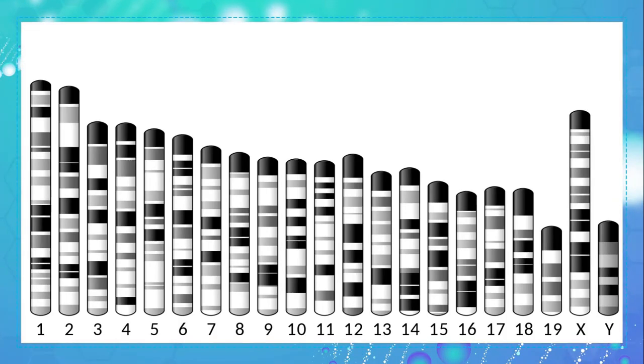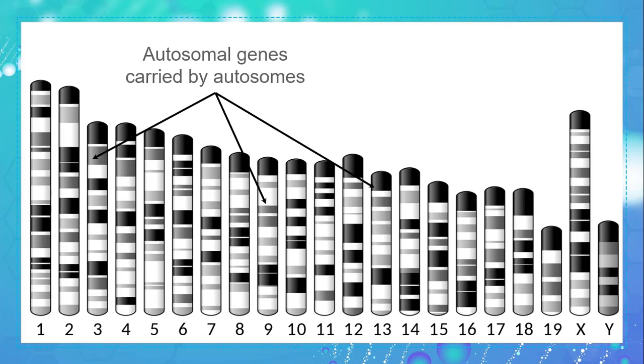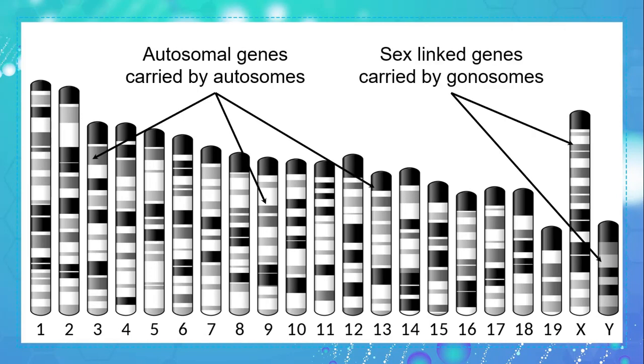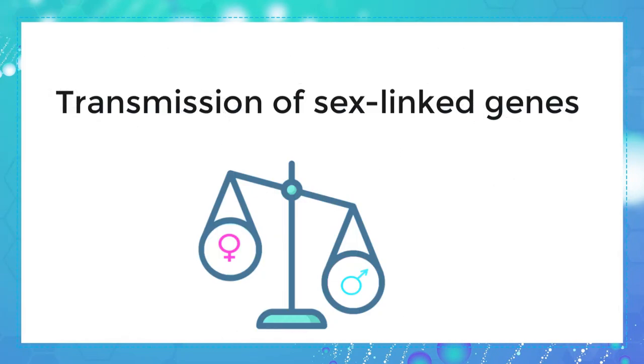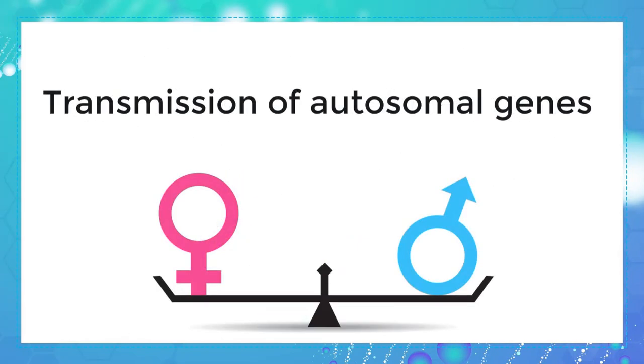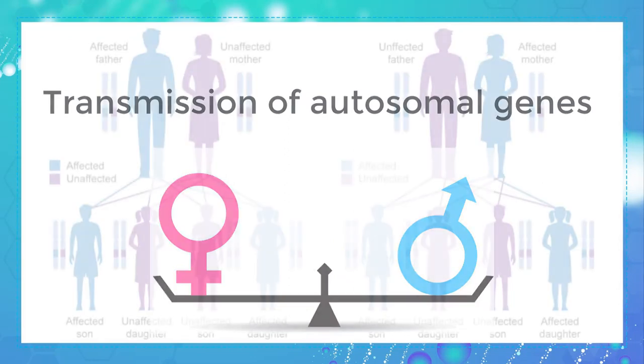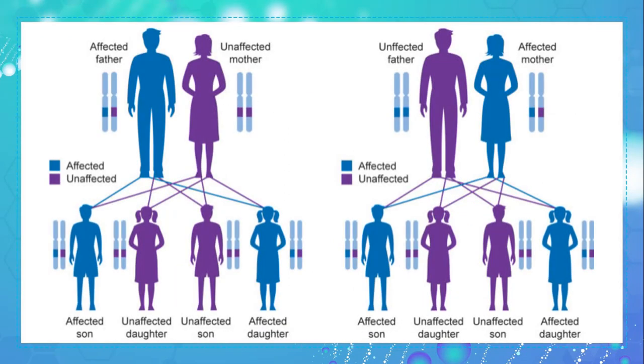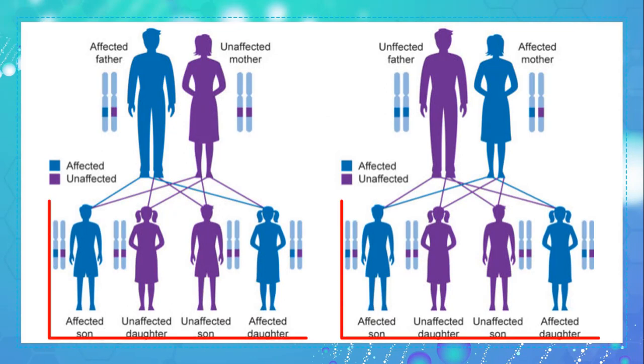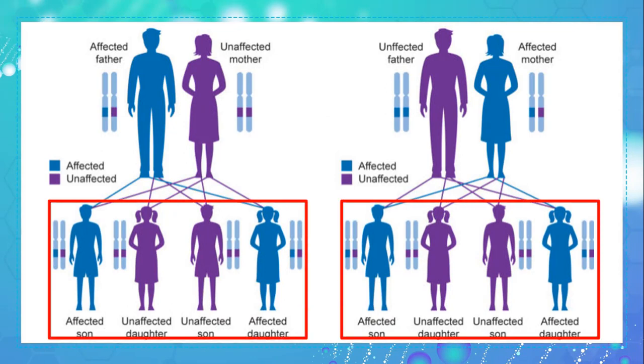In the previous videos, you have learned about the autosomal genes and sex-linked genes. And you have learned how to prove a gene to be sex-linked depending on pedigree analysis. Unlike sex-linked genes, autosomal genes are equally inherited by males and females. Thus, the transmission of autosomal diseases to children is the same, whether the mother is the one affected by the autosomal disease or the father is the affected parent.